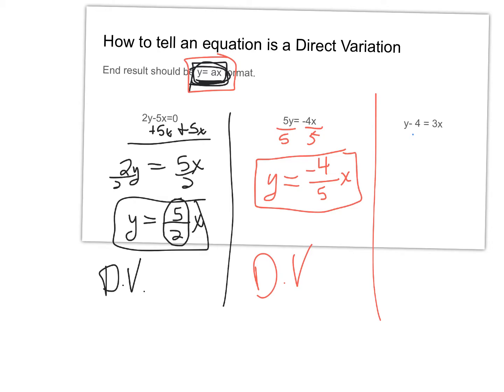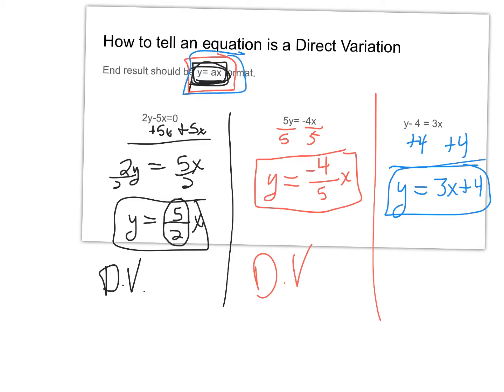Now when I look at this one, I'm going to start by adding 4. So y equals 3x plus 4. Is this an example of direct variation? Does this look like y equals ax? And the answer is no, because I have the plus 4, this is not direct variation. So this is a no. That's what we're looking for here. To tell if it's direct variation, solve for y, and it has to look like the y equals ax format.